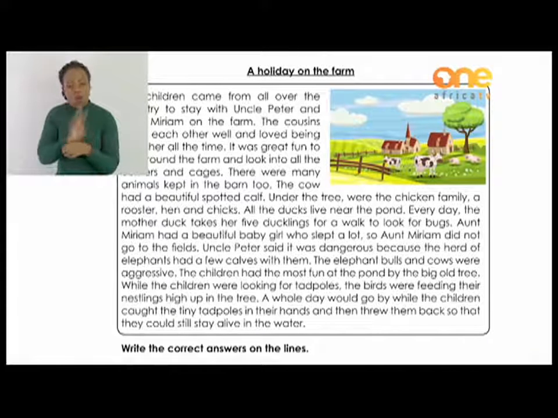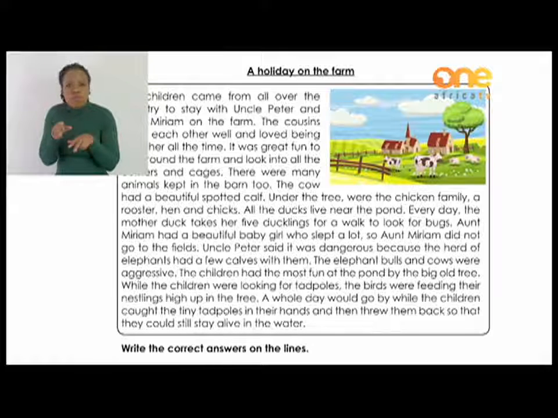A holiday on the farm. The children came from all over the country to stay with Uncle Peter and Aunt Miriam on the farm. The cousins knew each other well and loved being together all the time. It was great fun to run around the farm and look into all the corners and cages. There were many animals kept in the barn too. The cow had a beautiful spotted calf. Under the tree were the chicken family, a rooster, hen, and chicks. All the ducks live near the pond. Every day, the mother duck takes 5 ducklings for a walk to look for bugs.